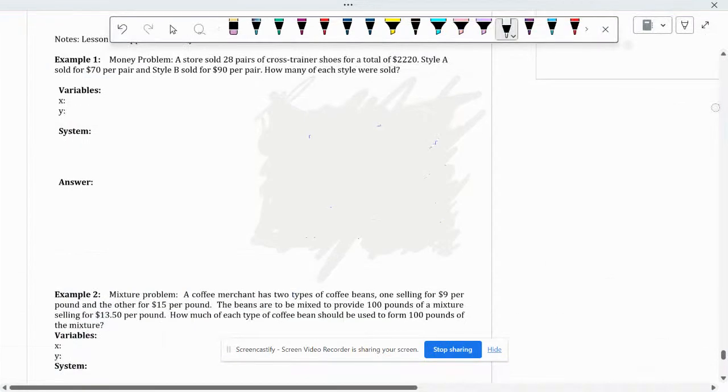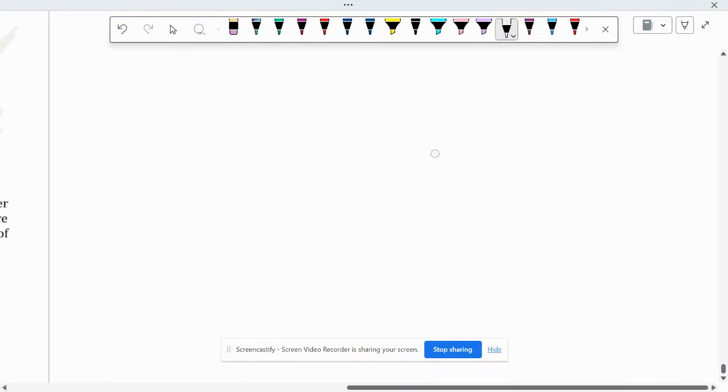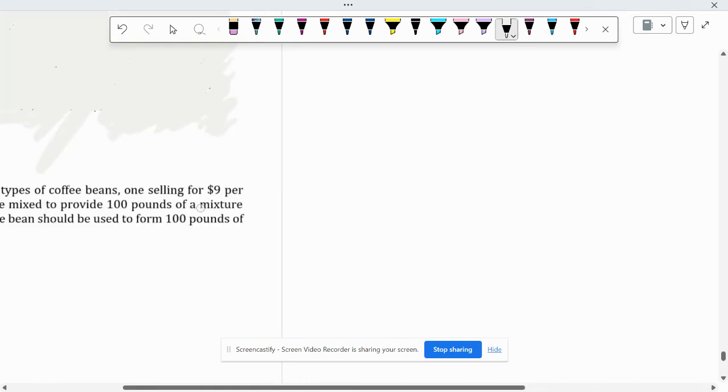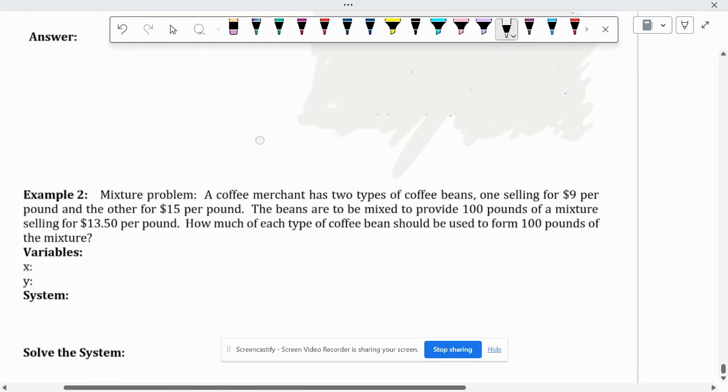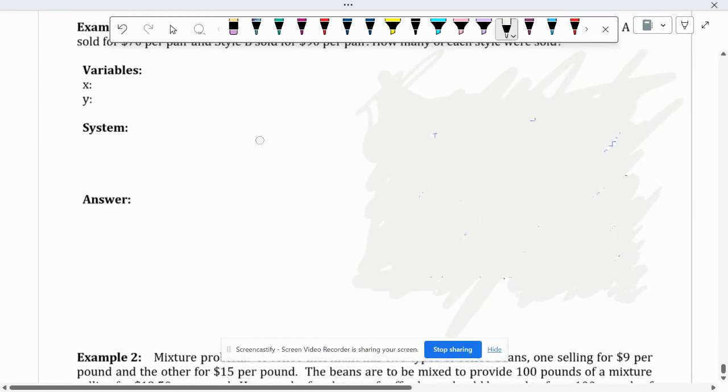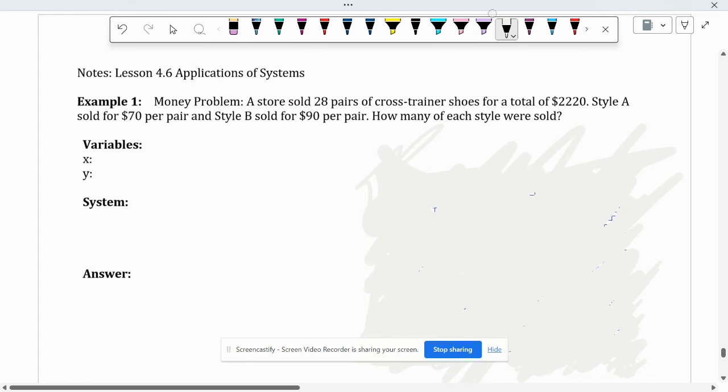Okay, so here's where we are. This is our first question for today. The whole goal behind this is for you to be able to identify variables.